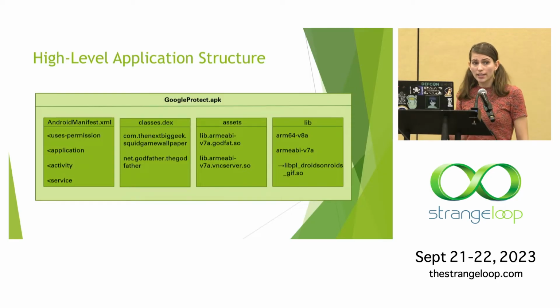Now, the classes.dex file, dex standing for Dalvik executable, contains all of the actual Java bytecode that's going to be running inside of this application. This one also has a few native binaries stored inside of the assets and lib folder. These native binaries are compiled C or C++ applications that are going to run and execute directly on the underlying processor. So these are all the different components that make up this application.